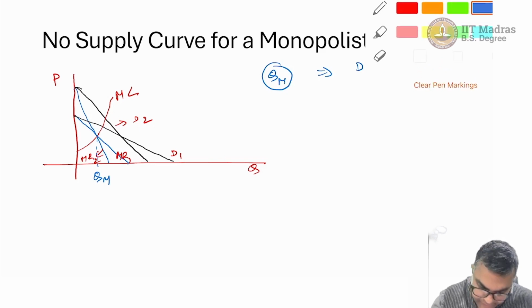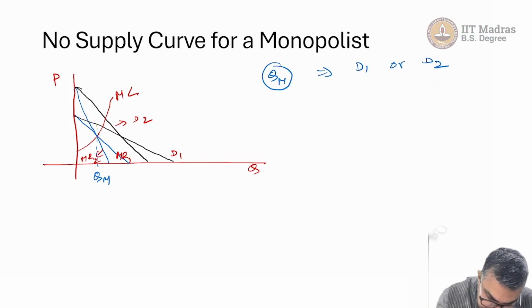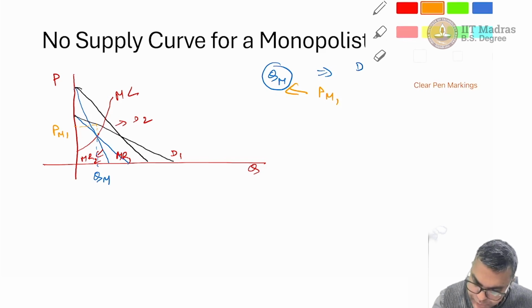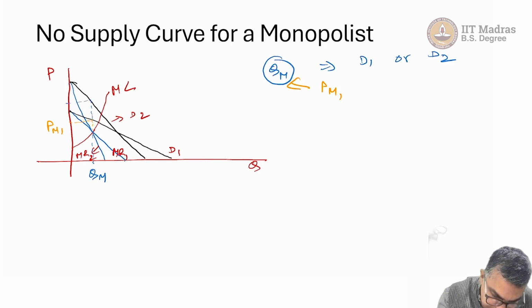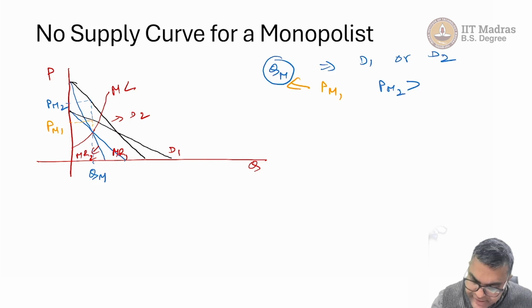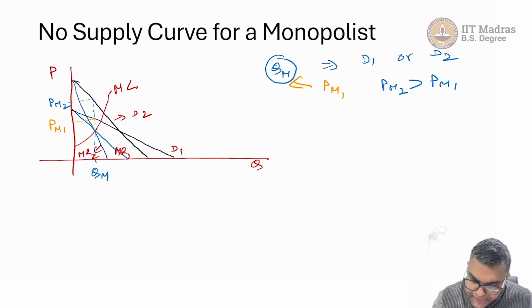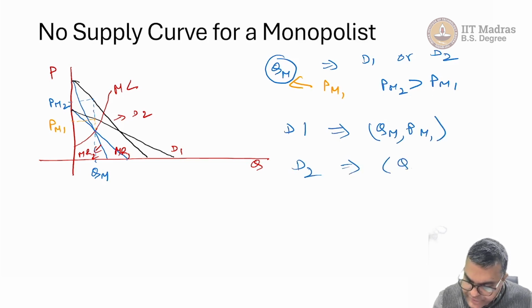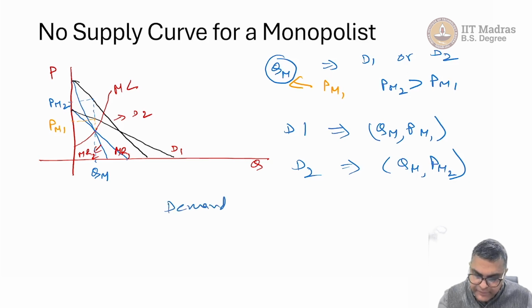If it is demand 1, then QM should be sold in the market at price PM1. But if demand is D2, then the price should be PM2, and PM2 is clearly greater than PM1. So we see two different optimal combinations, and that depends on the demand. If demand is D1, the combination is QM and PM1, and if it is D2, then it is QM and PM2. So the price and quantity combination depends on the demand function coming from the buyer side.